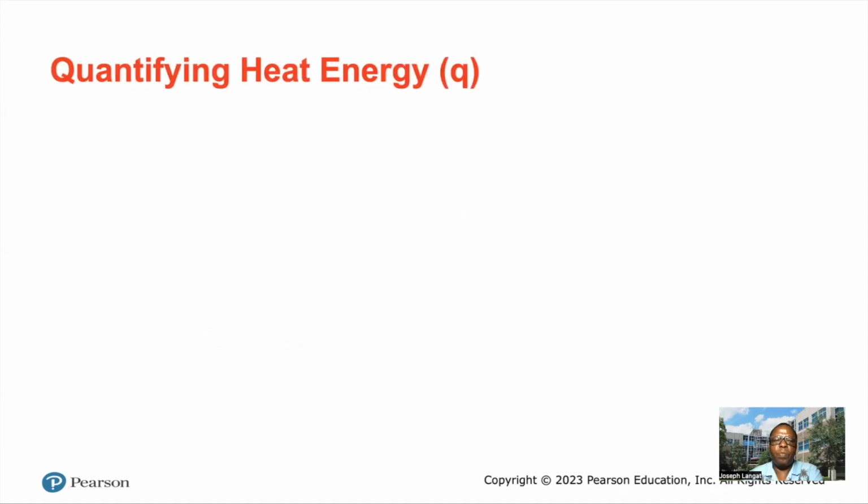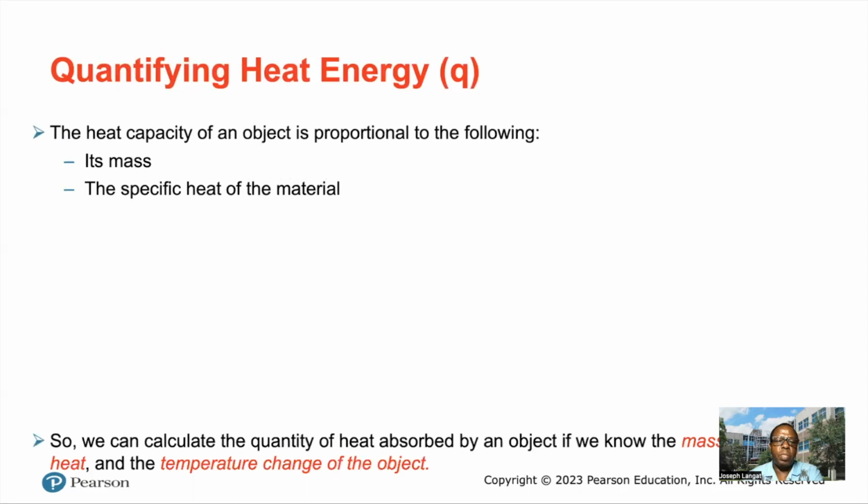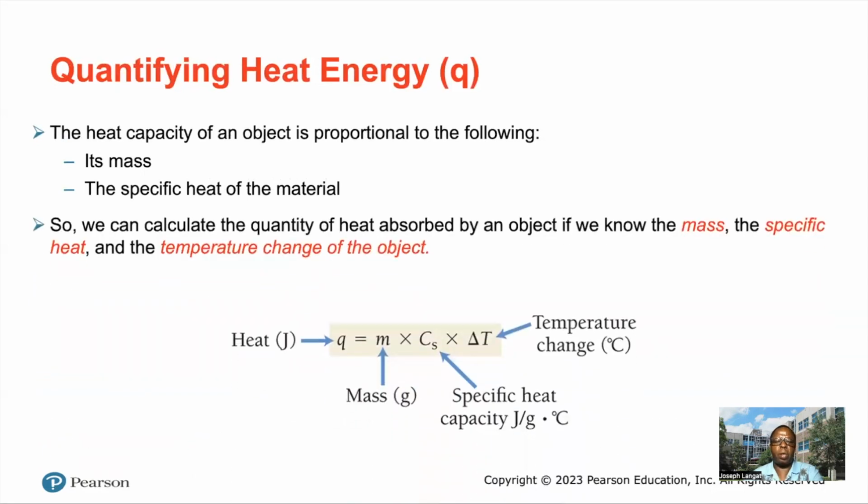So we can quantify heat using the mass and specific heat. This is the equation I gave you earlier, and the units will be in joules. By the way, you have to be careful because sometimes you may be asked to quantify heat in kilojoules. So you use this equation, and once you have your value in joules, you change to kilojoules. 1 kilojoule equals 1,000 joules.